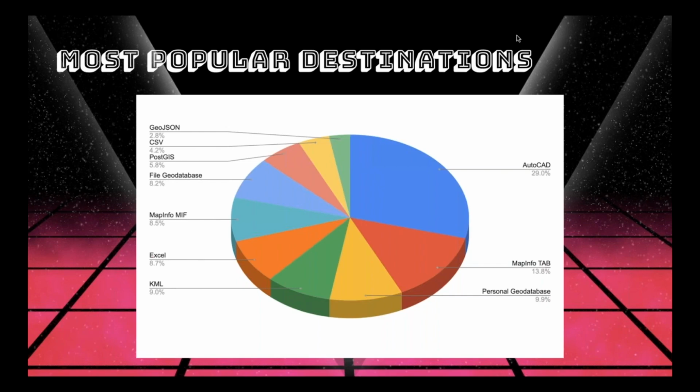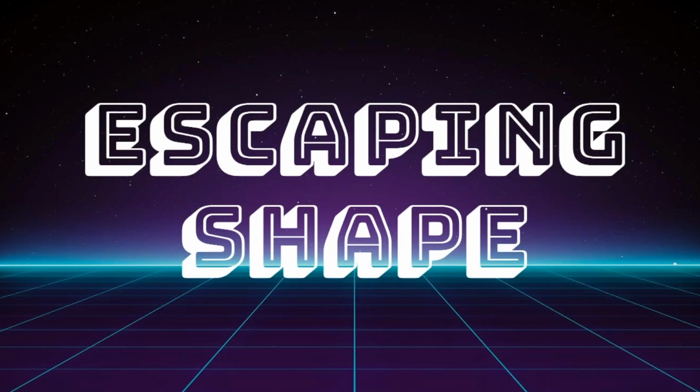Where do people go to from Shape? AutoCAD, again, very, very high. AutoCAD was a main place there. TAB files are another place where people go out to MapInfo, and actually MIF as well. Personal Geodatabase really surprised me. That's the older Esri format. I was surprised to see that in the game. KML, Excel, and again, File Geodatabase. So those are the places. I think PostGIS also.